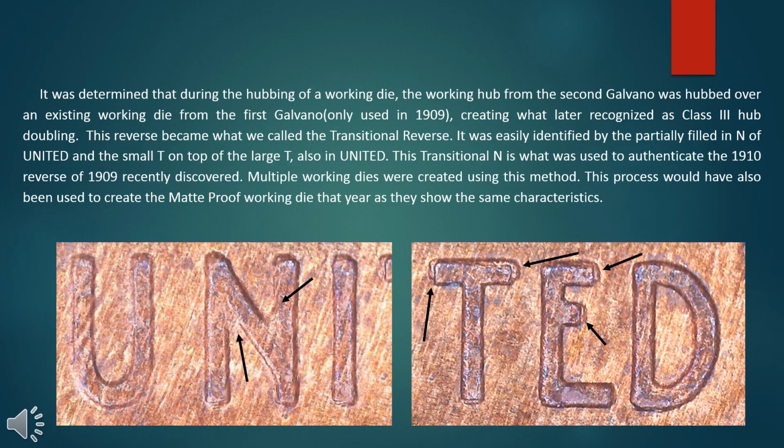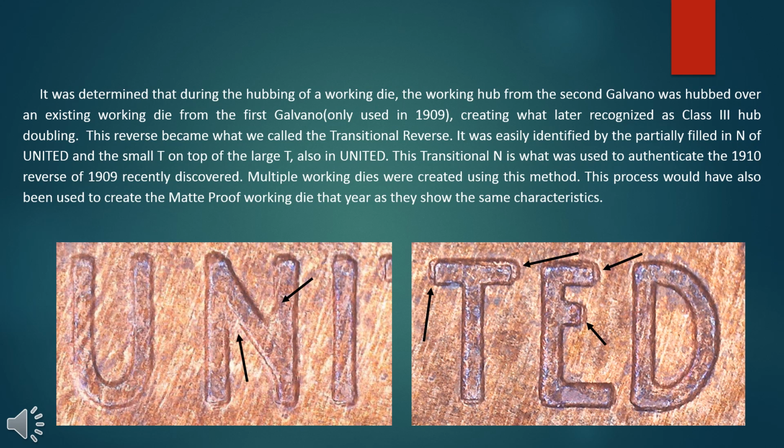It was determined that during the hubbing of a working die, the working hub from the second galvano was hubbed over an existing working die from the first galvano, only to be used in 1909, creating what later recognized as Class 3 hub doubling. This reverse became what we called the transitional reverse. It was easily identified by the partially filled in N of United, and the small t on top of the large T also in United. This transitional N is what was used to authenticate the 1910 reverse of 1909 recently discovered.